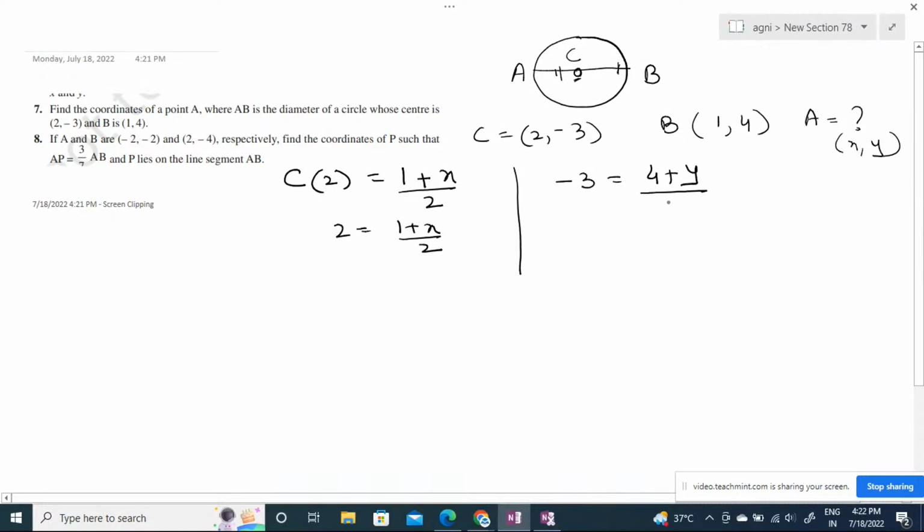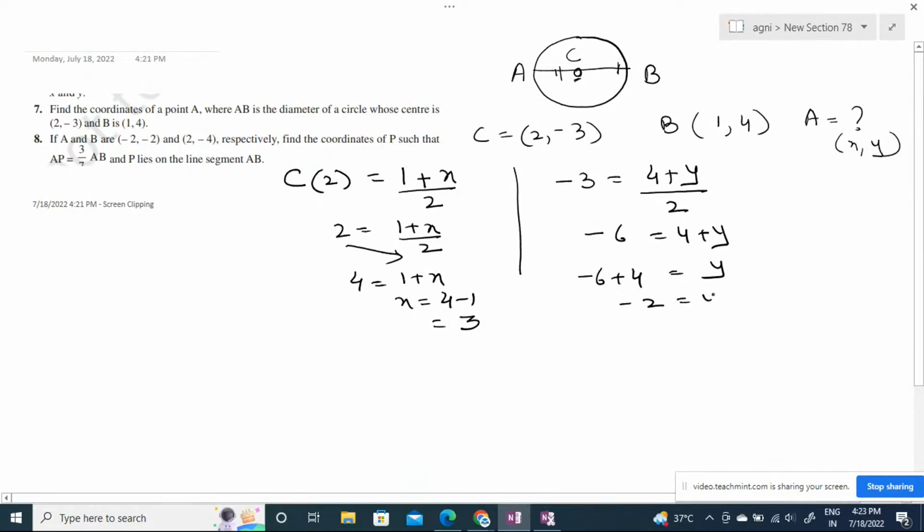So when we multiply, we get 4 is equal to 1 plus X. So value of X is equal to 4 minus 1, that is 3. Here we get -6 equals 4 plus Y. So value of Y becomes -6 minus 4, that is -10. So the coordinates of A are 3 and -2.